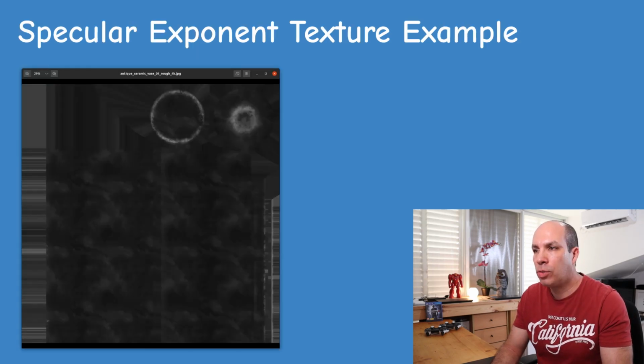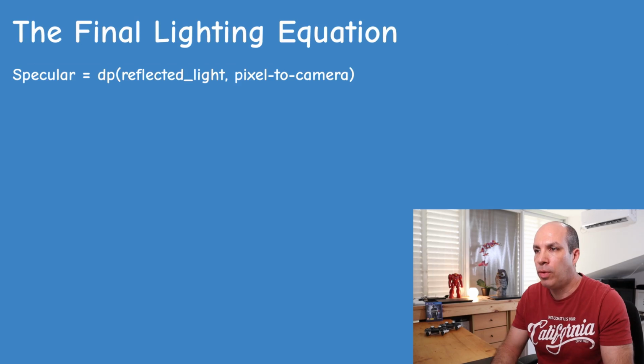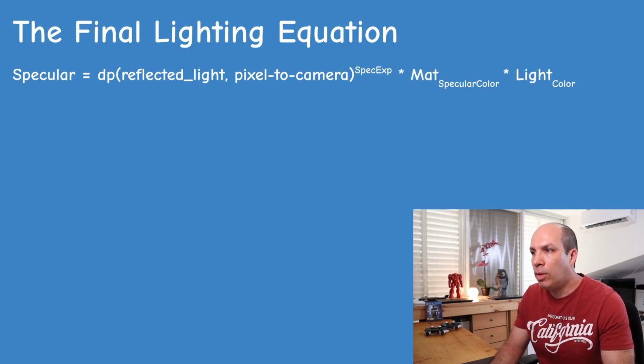Here's an example of the texture with specular exponents that we will be using in this tutorial. The values represent grayscale, so the darker areas are lower exponent values, while the lighter ones are higher values. So the final equation for calculating the specular factor is a dot product of the reflected light vector with a vector that goes from the pixel to the camera, and the result of the dot product is raised to the power of the specular exponent, which can come from a texture or simply be a single value for the entire mesh, whatever you decide. This specular factor is then multiplied by the material specular color and the light color.